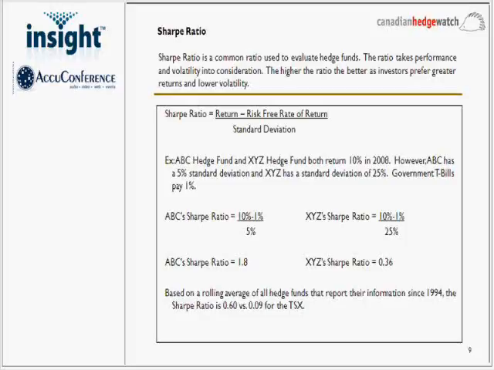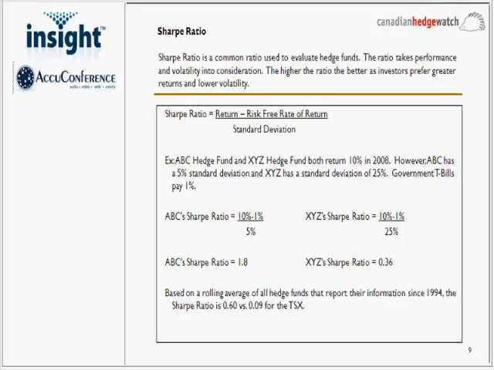So in this example, we're going to assume that ABC's band of returns is pretty narrow, between 8 and 12%, so very consistent, whereas XYZ had returns that range everywhere from negative 25% to 40%. And so therefore, their standard deviation is much higher at 25%. We're going to assume for this formula that the government T-bill rate is 1% as our gauge for the risk-free rate of return. As you can see, we calculate ABC's Sharpe ratio and it's 1.8. XYZ's Sharpe ratio is 0.36.